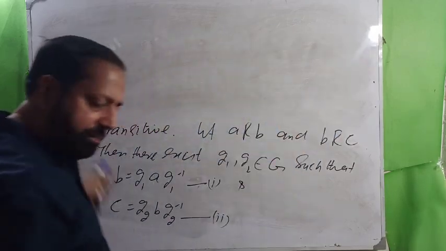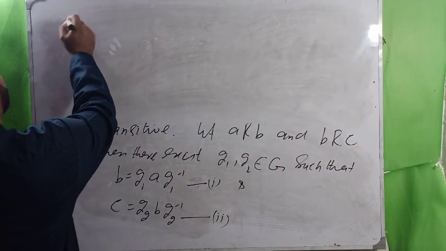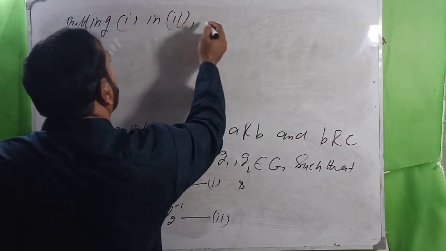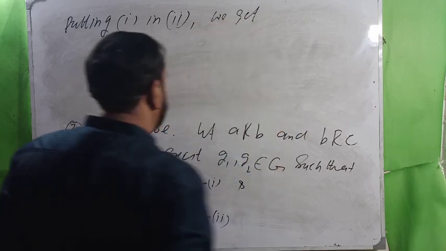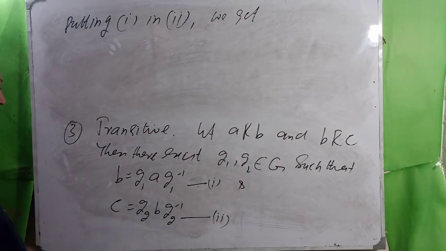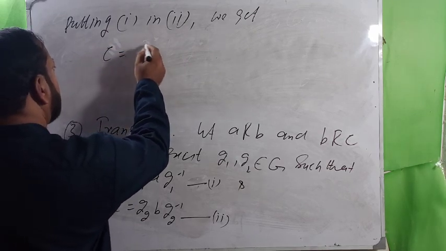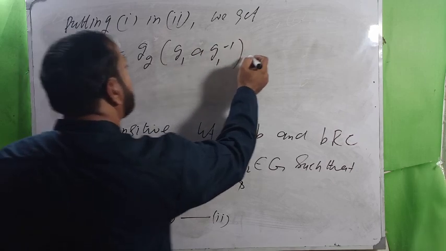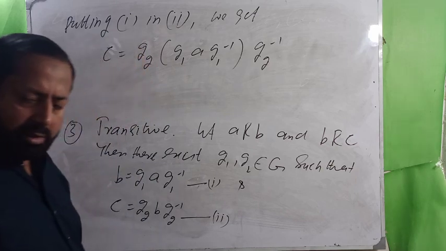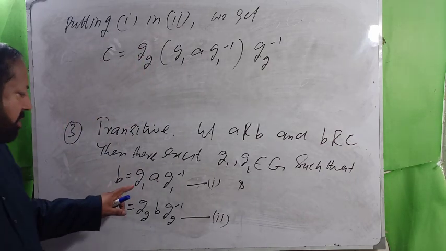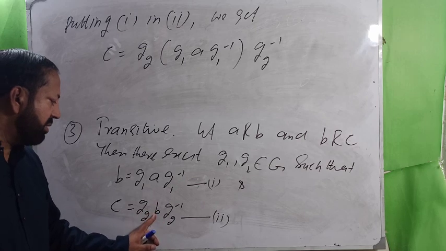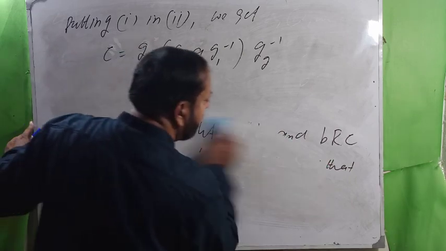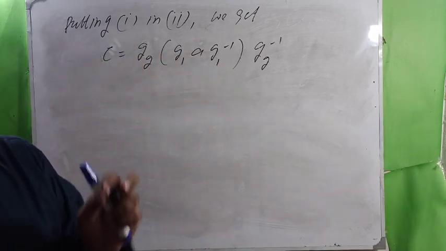Putting 1 in 2, we get C must be equal to G2 G1 A G1 inverse G2 inverse. So we have substituted this value of 1 in 2. Instead of this B, we are writing this. We are doing nothing. Now try to simplify to put it in that form, because we want to show that A is related to C.